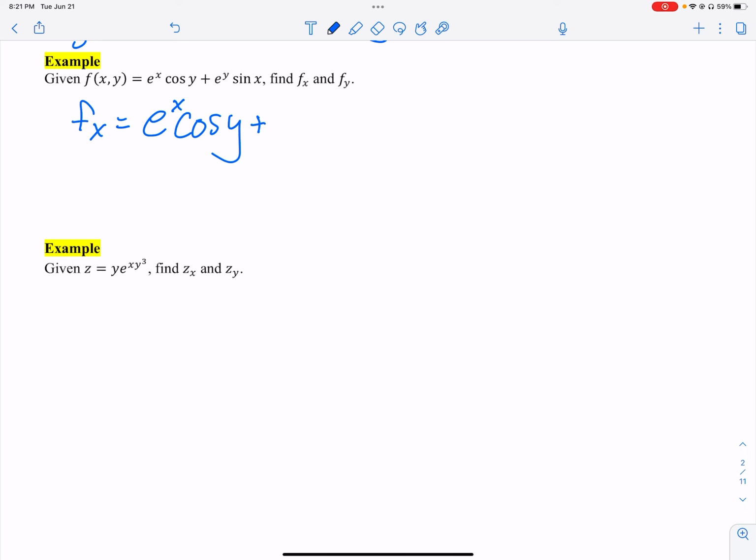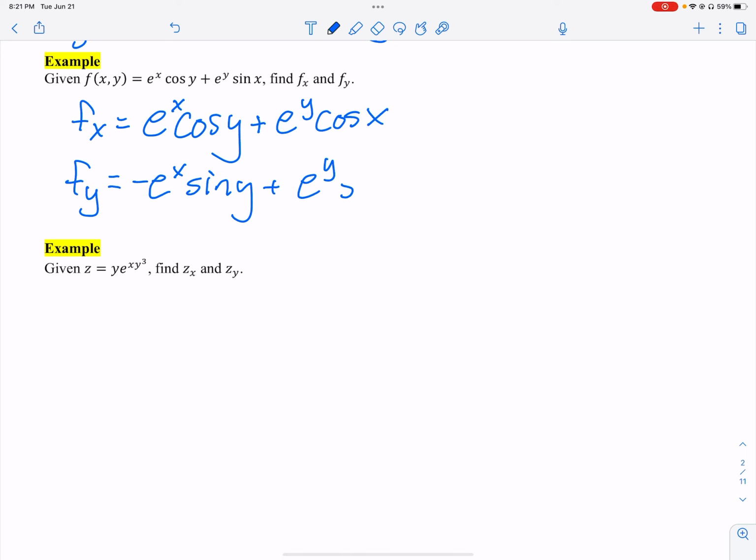Okay, then this one, e to the y is a constant, so I just leave it. Derivative of sine is cosine. There is my partial with respect to x. Right, we got to do our partial with respect to y. We get negative e to the x sine of y. Derivative of cosine is a sine. E to the x is a constant. I don't touch it. And then y here, I get e to the y, but sine of x is a constant. So just like if it was a 7, I would leave it there. So there are my partials.